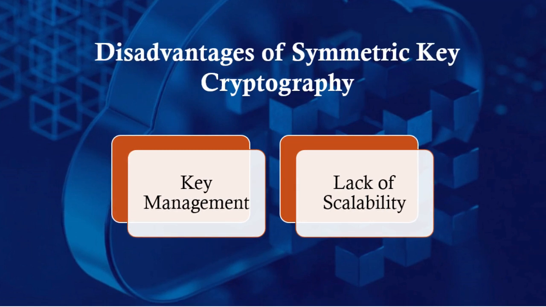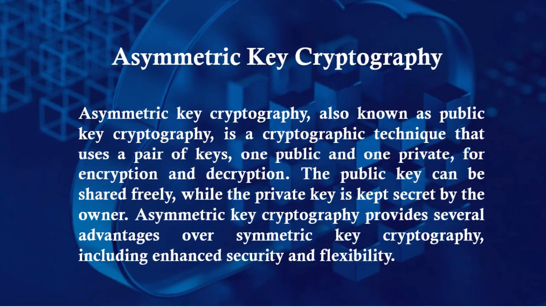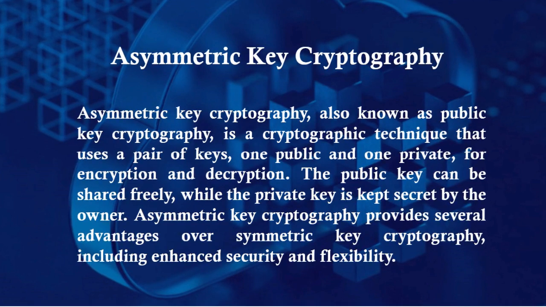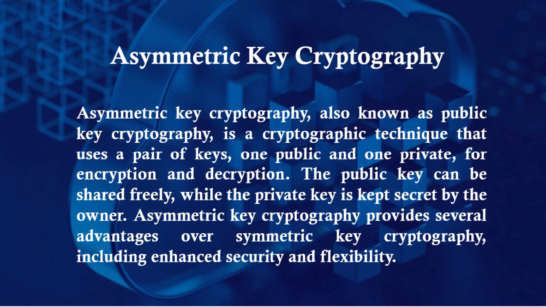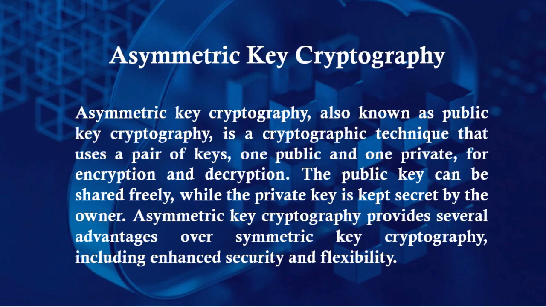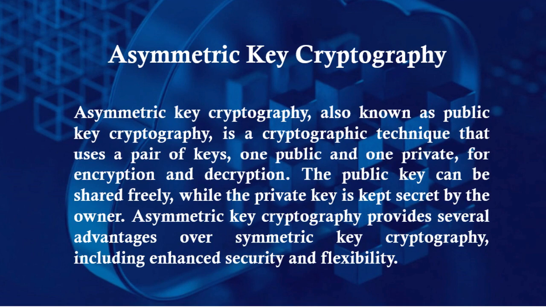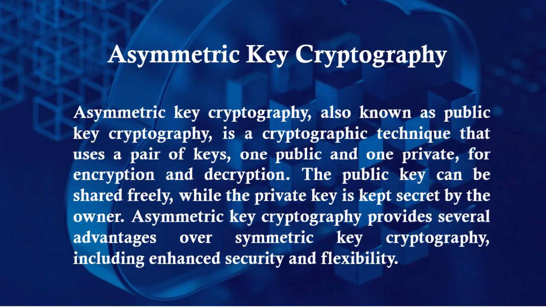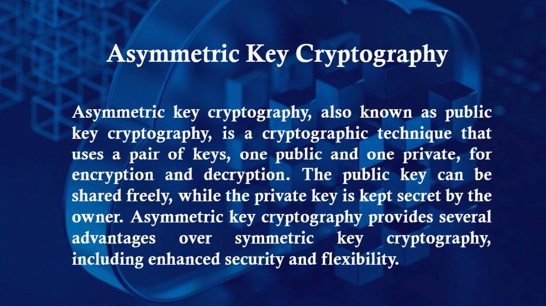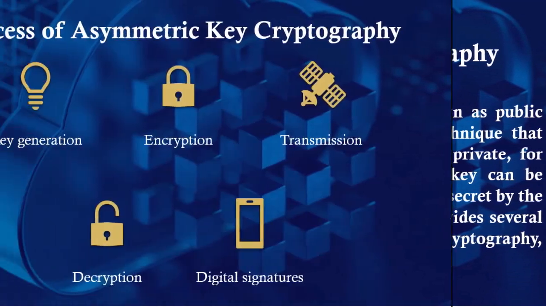storage, and authentication. The second technique is asymmetric key cryptography, also known as public key cryptography. It is a cryptographic technique that uses a pair of keys. One is public and one is private for encryption and decryption. The public key can be shared freely while the private key is kept secret by the owner. Asymmetric key cryptography provides several advantages over symmetric key cryptography, including enhanced security and flexibility.